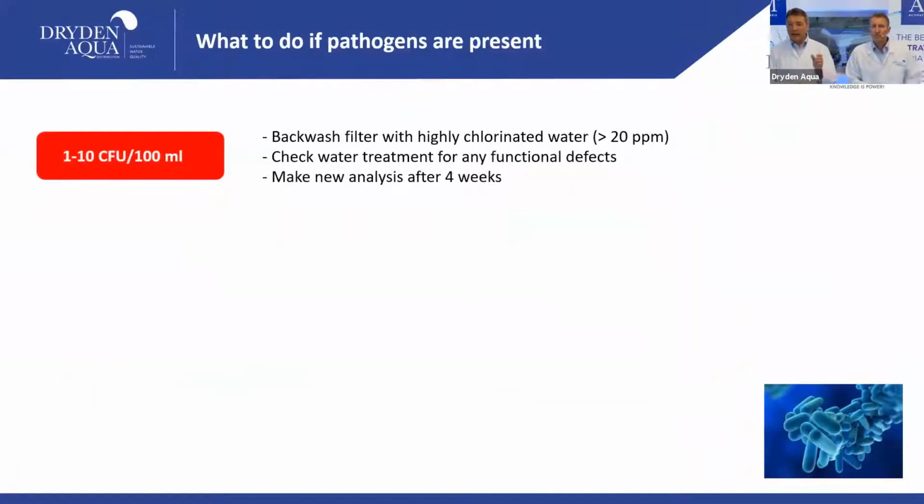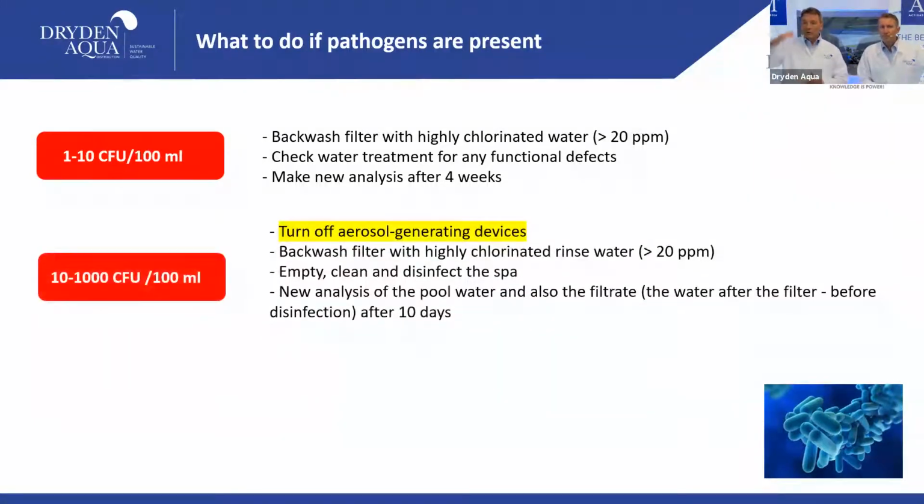Depends, if you have 1 to 10, what you do is backwash your filter with highly chlorinated water. They recommend 20 ppm. Honestly, I would be happy with 5 or even 2 if you add chlorine dioxide to it, which we will see in a minute. Then, of course, you should check your filters. You should do a backwash. See, do you have a bed expansion? It would be great if you have sight glasses. You need to have them in Germany by law, but you see whether you have a bed expansion. If you don't have a bed expansion, you have a problem. If you have existing filters where you cannot see this, flow is perfect. Then you see at least you have enough backwash velocity, and then you have to make another analysis after 4 weeks.